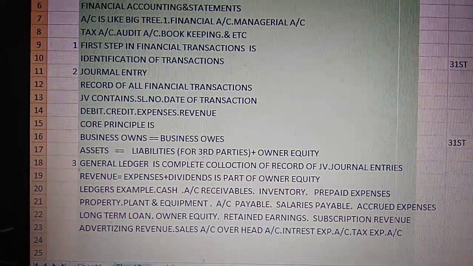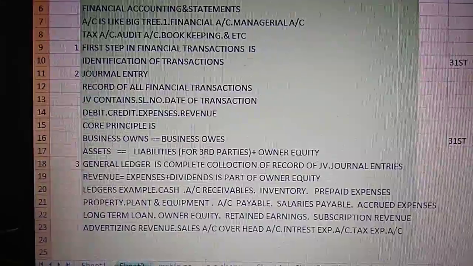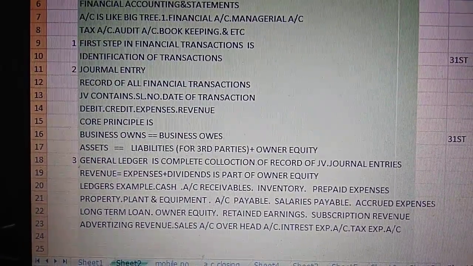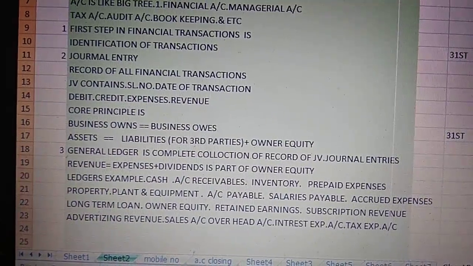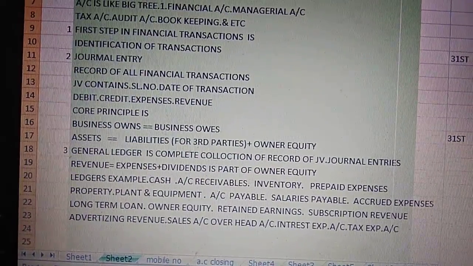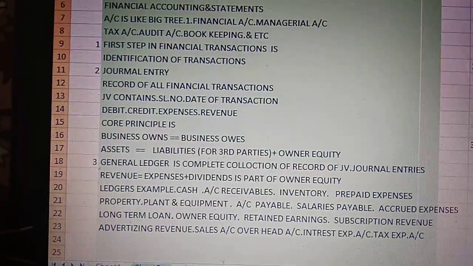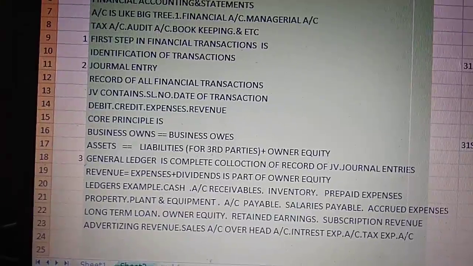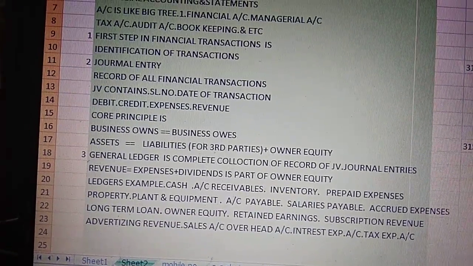advertising revenue, sales account ledger, overhead accounts ledger, interest expenses ledger, tax expenses ledger, etc. These are the general ledgers, the complete collection of records of JVs.